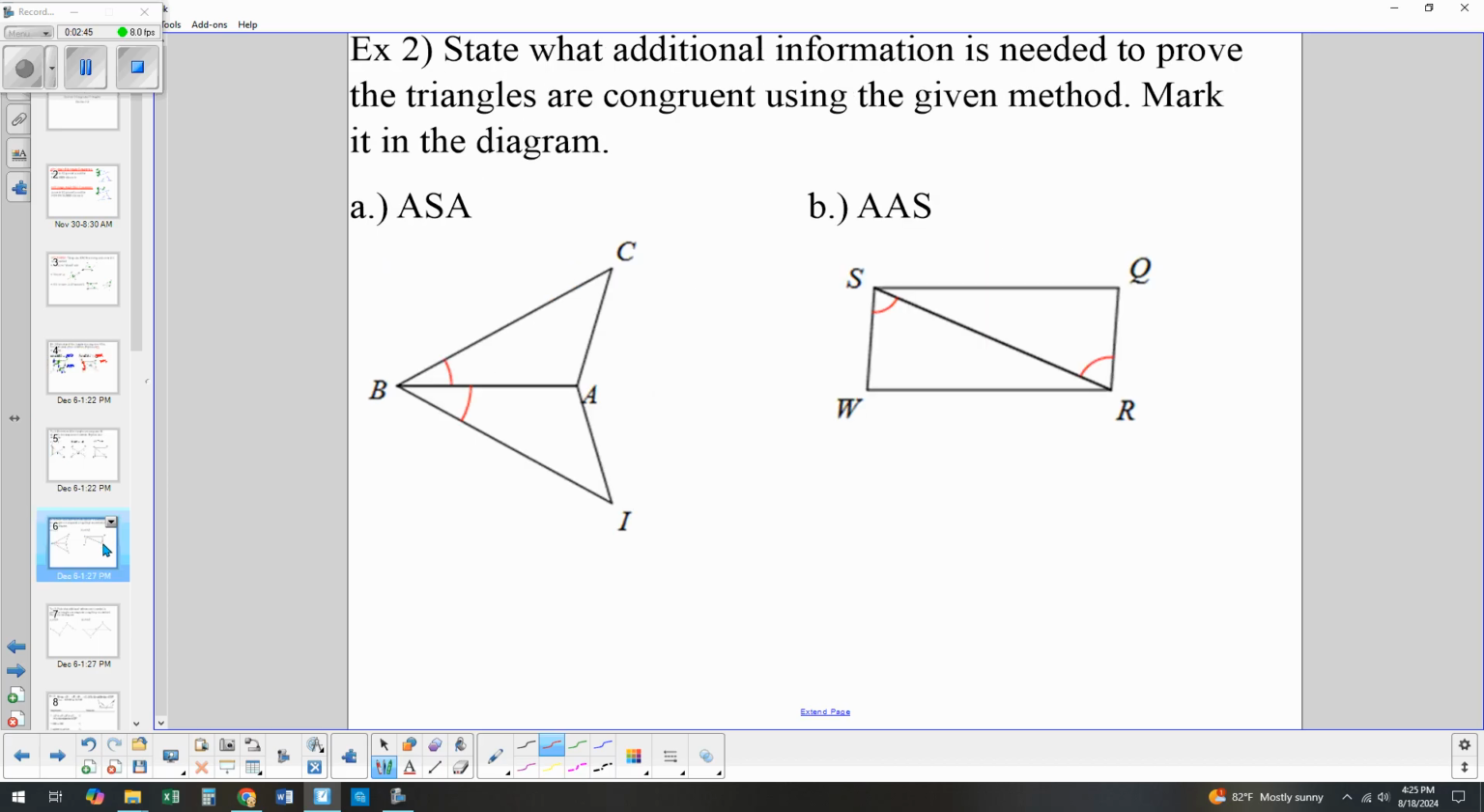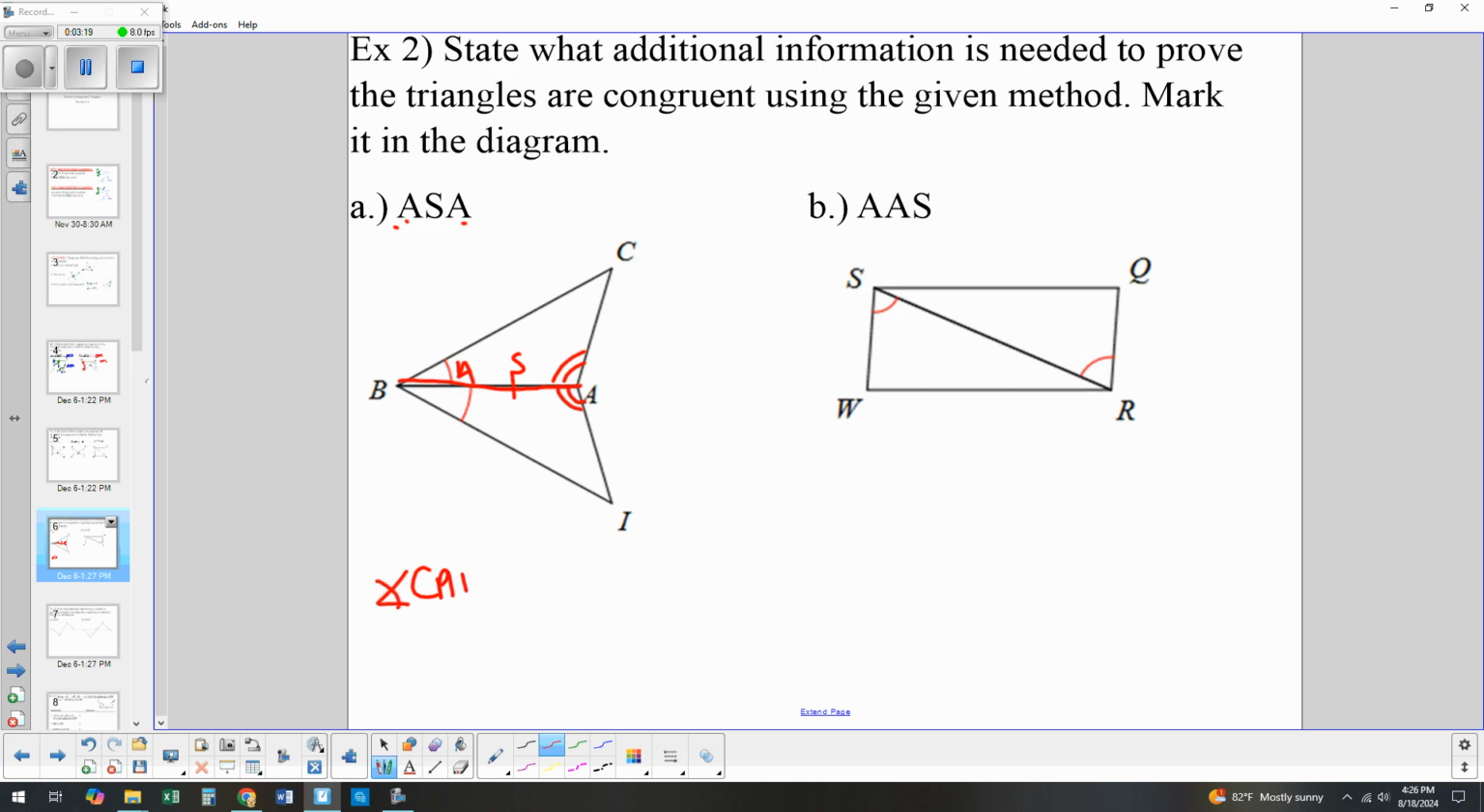Example 2, what additional information is needed to prove the triangles are congruent using the given method? So if I want to use ASA, let's mark our reflexive side first. If I have an angle and I have a side and my goal is for S to be between the two A's, so I do want the connection to be that side, that puts my other angle over here. I can't call it angle A because there's more than one angle A in the picture, so we're going to go to 3 letters. We'll call it angle CAB.